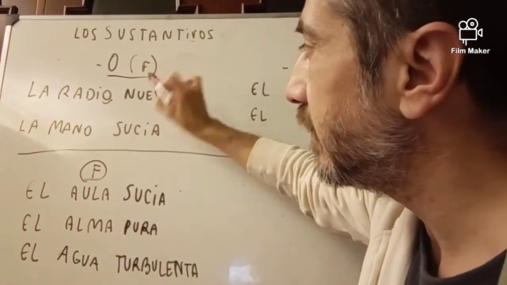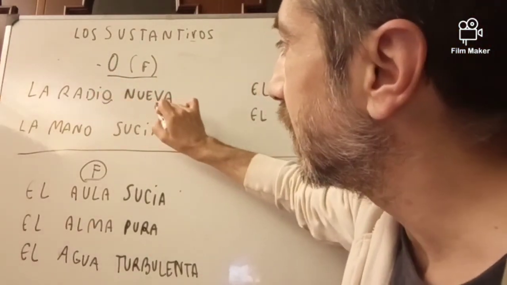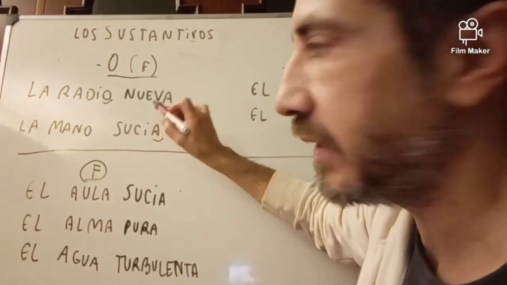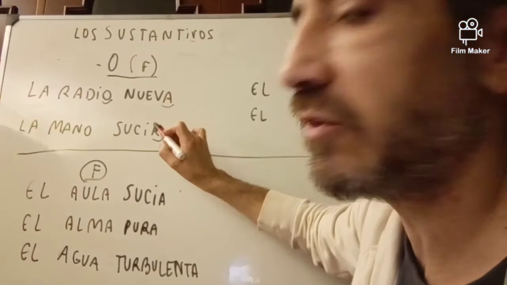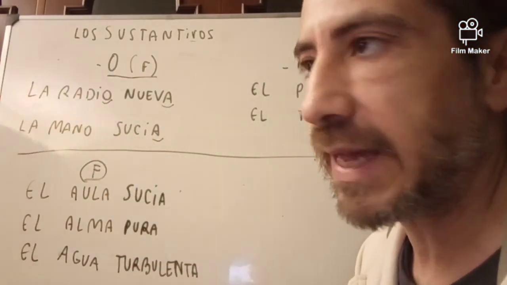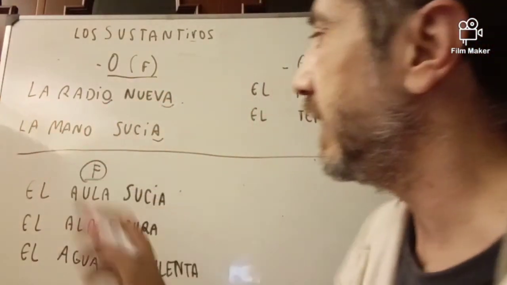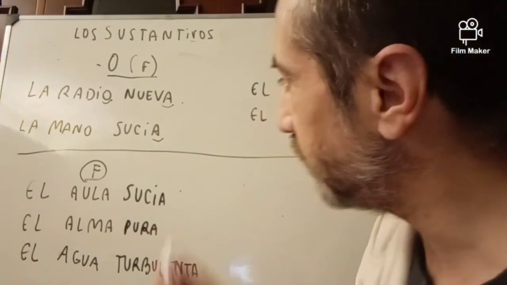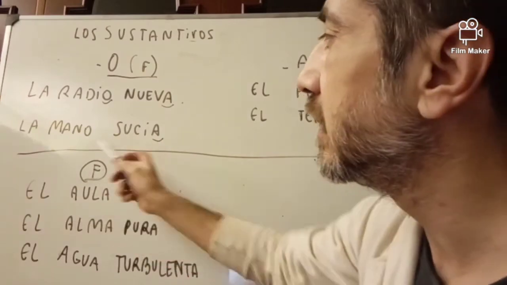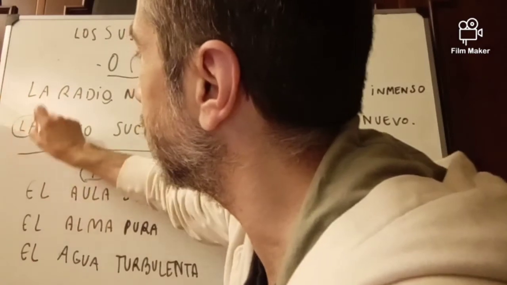But the gender is feminine, so you're going to combine them with the adjectives in the feminine form. If I want to talk about my new radio, I'll say la radio nueva. If my hand's dirty, this means sucia, dirty. In Spanish we have sucio and sucia. La mano sucia. We'll have to follow the gender of the word.